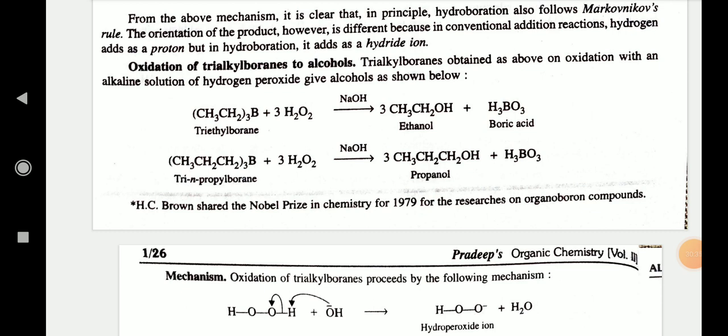Next is oxidation of trialkyl boranes to alcohols. Trialkyl boranes obtained as above, on oxidation with alkaline solution of hydrogen peroxide, give alcohols as shown below.